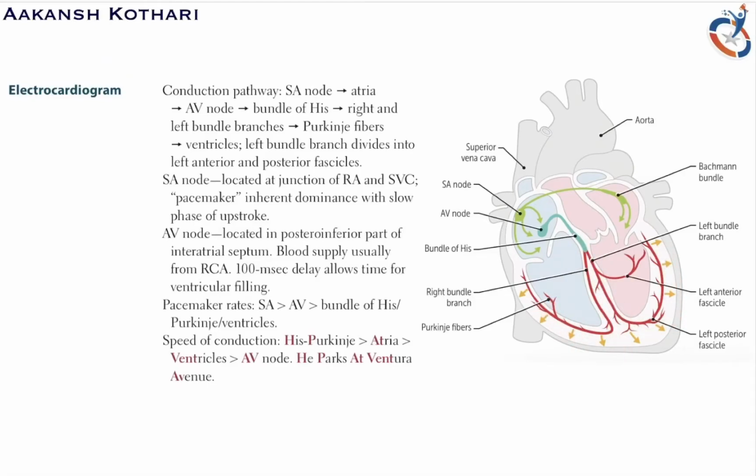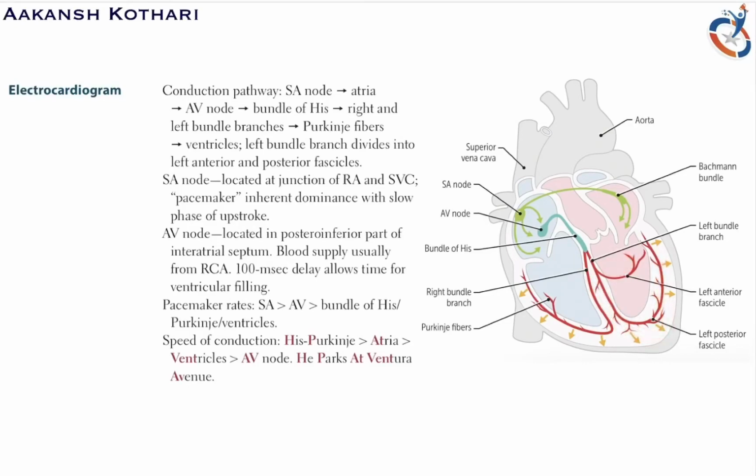Is this clear? Now let me add one point: the left bundle branch gets divided into two fascicles, that is the anterior fascicle and the posterior fascicle.